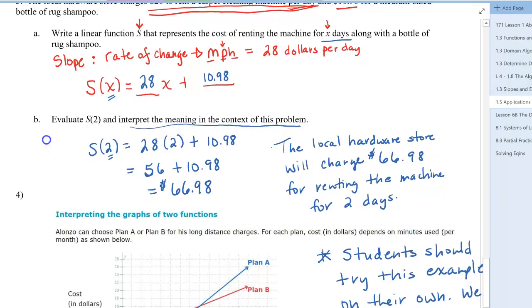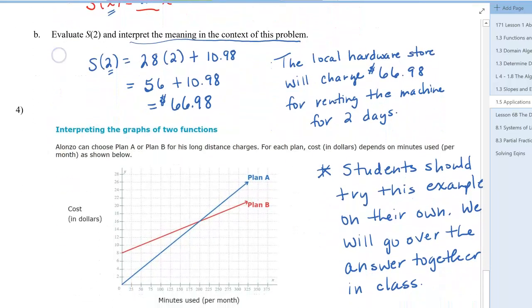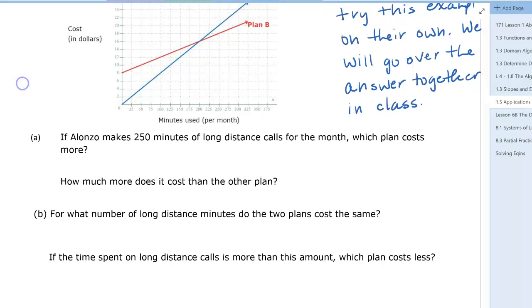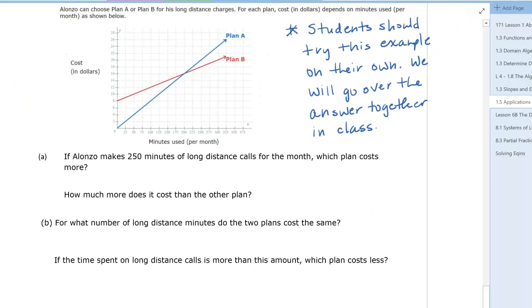So that's example 3. In example 4, we're asked to look at a graph and do some interpretation. So I really want you guys to think about this on your own. Try to answer the question. And this is another problem that we'll go over in class, hopefully on Thursday.